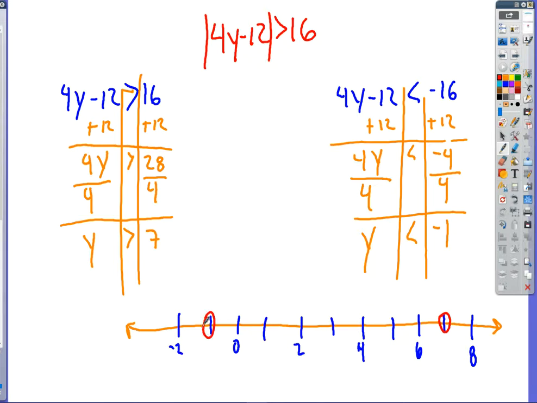Okay. And so let's look at this. y is less than negative 1. Is that going to be to the right or to the left? Left. Oh, so I'm going away from the dot. Uh-oh. On the other side, we have y is greater than 7. Is that greater than to the right or to the left? Right. Oh my goodness. So this time we're not connecting the dots. We're going away from the dots.